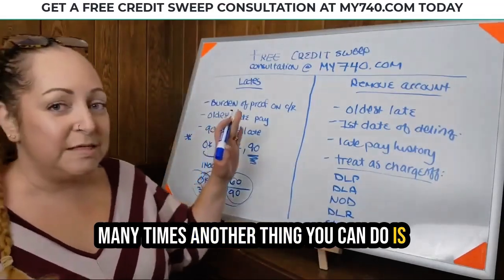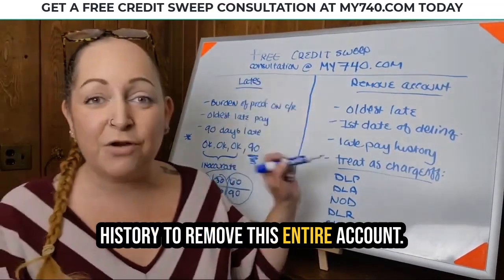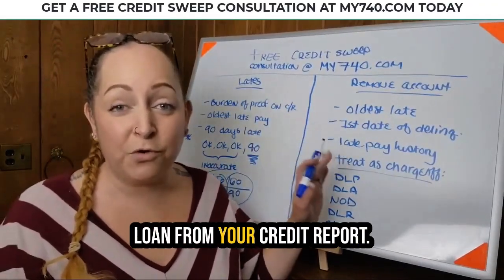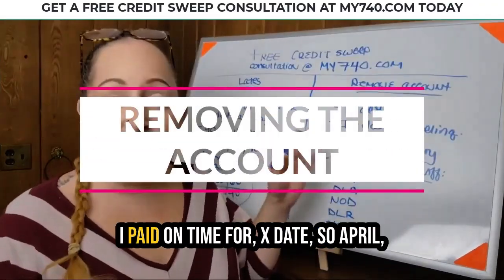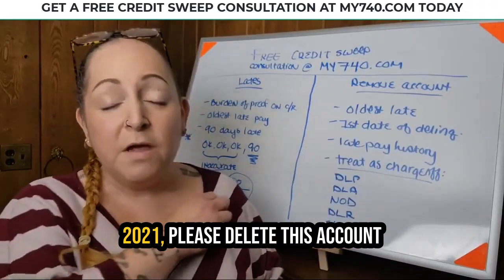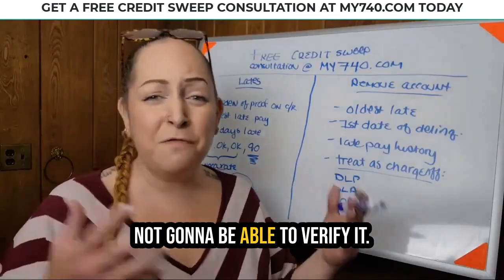Another thing you can do is you can actually use your late payment history to remove this entire account. Now we're talking about removing this entire student loan from your credit report. You can say, I paid on time for X date, so April 2021. Please delete this account for inaccuracy, because they're not going to be able to verify it.